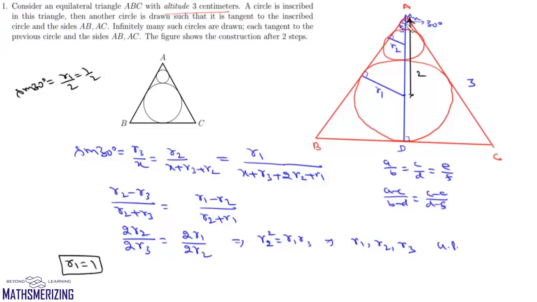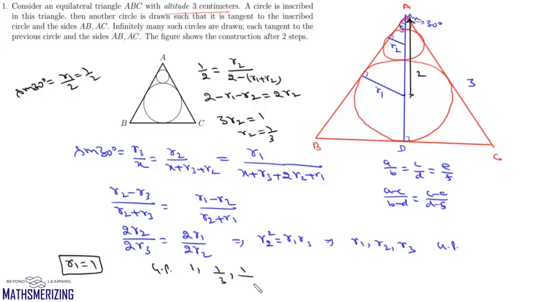Now for this second triangle, we can write sine 30, which is 1 by 2, and it will be equal to R2 upon 2 minus R1 plus R2. So we can write 2 minus R1 minus R2 is equal to 2R2. So we can write 3R2 is 2 minus R1. R1 is 1. So R2 is 1 by 3. So the radii of all these circles will be in GP, and the GP is 1, 1 by 3, 1 by 3 square, and it goes up to infinity.